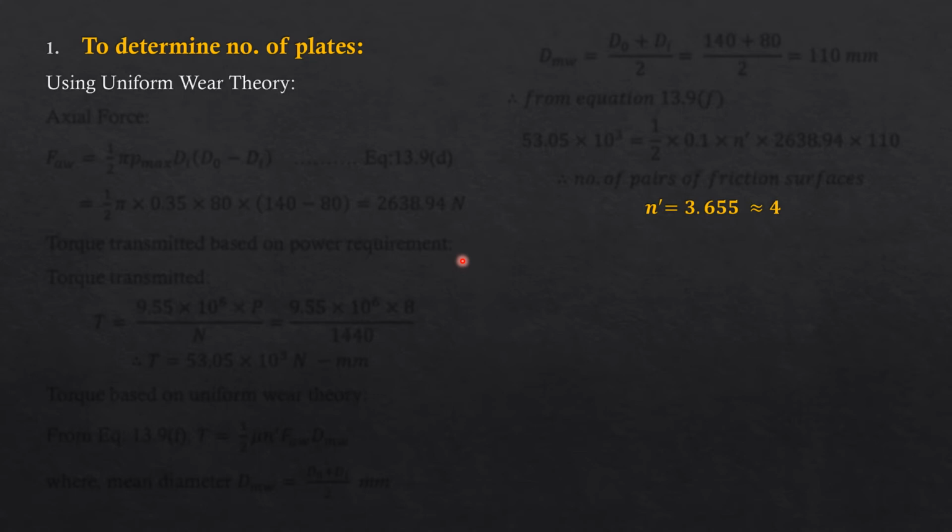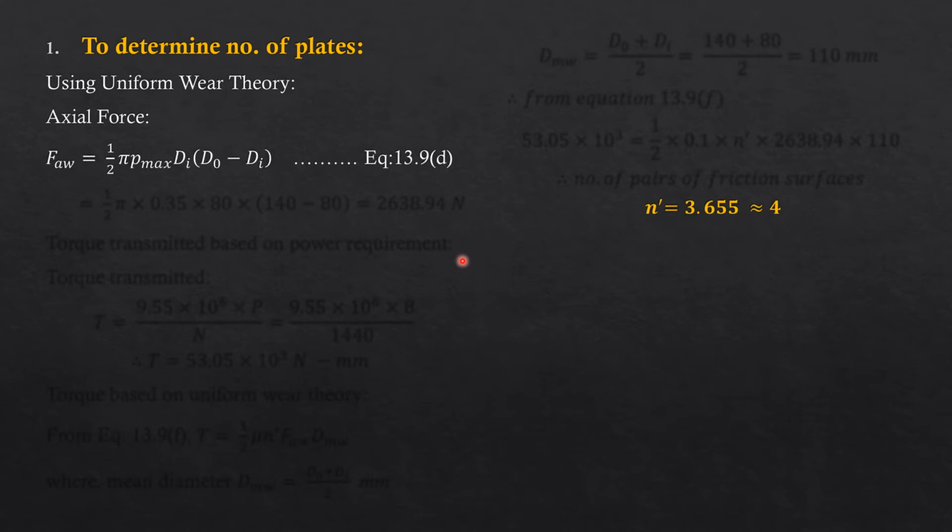All right, so let's begin with the first factor which they have asked us to find, which is the number of plates. They have asked us to determine how many plates are needed on the driven and on the driving shafts. All right. And they have asked us to make use of uniform wear theory. Okay. So now we will find out the number of plates. We will, as usual, for uniform wear theory, find out the axial force.